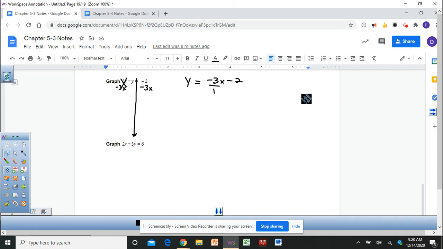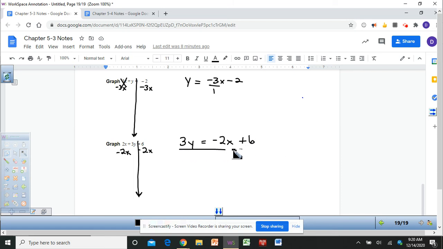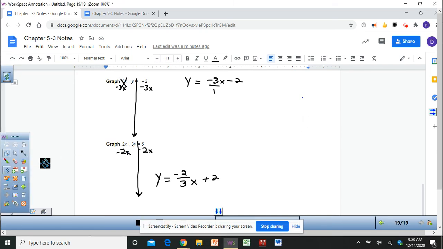See how it goes. So first step, we got to get y by itself, right? We're going to drop our anchor. We're going to subtract the 2x because we got to do the opposite. So now I have 3y equals a negative 2x and a positive 6. Divide the whole thing by 3 on both sides. So now my formula is y equals negative 2/3 x plus 2. Now I can graph that.